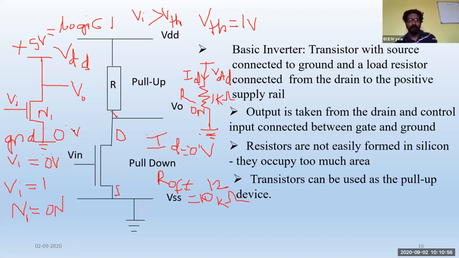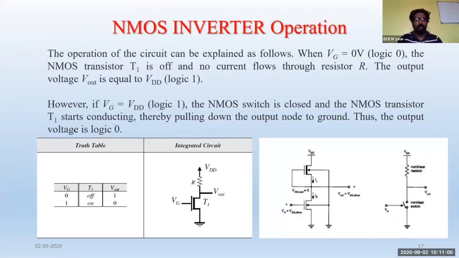So let us see the next one. Let us see now the NMOS inverter operation. In the NMOS inverter operation, you'll be having one resistor which acts as a pull-up device. I'm writing it as PU, which means a pull-up device, and this will be acting as a pull-down device, PD.